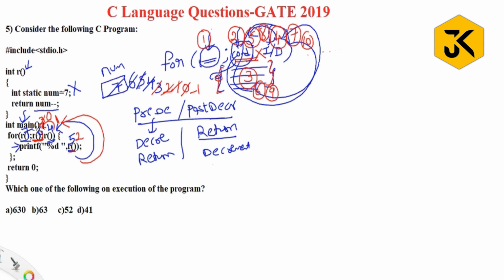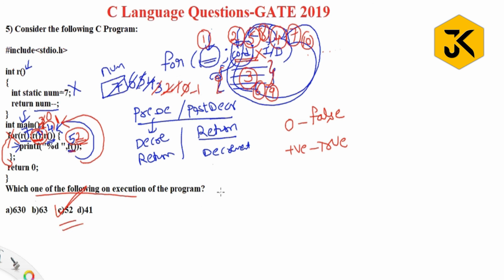When a condition value is 0, we can simply say it is a false statement. Any non-zero positive value is true. Here my condition value is 0, which means this for loop is exited and it comes out of the block. Now, which one of the following is printed? What is printed is 52. So 52 is the correct answer.